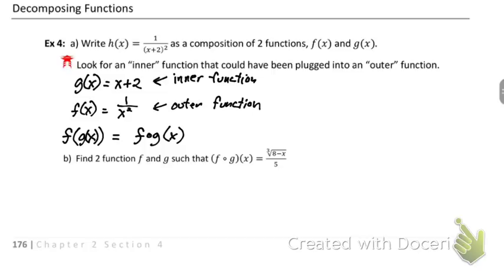Let me try the next one. Go ahead and do the next one. This one had another possibility too. I could have done x plus 2 squared and just made this 1 over x. That would work too. Most of the time there's multiple different ways to solve it. So just try the next one.